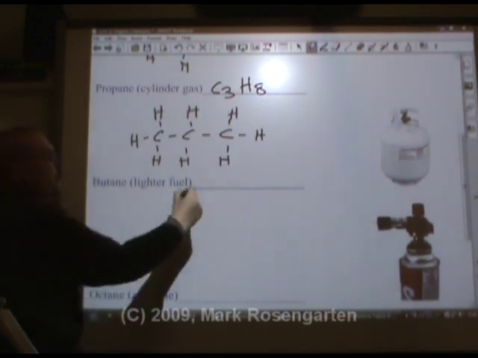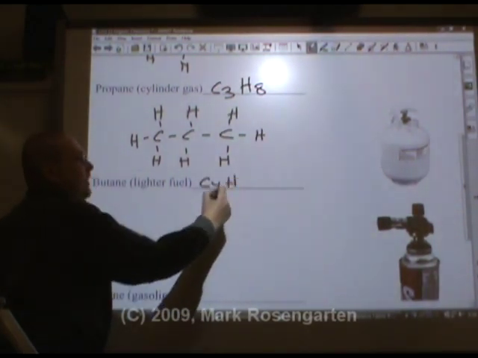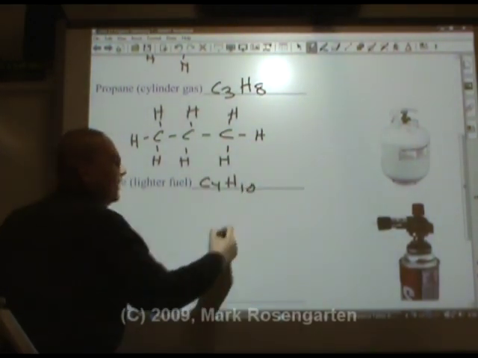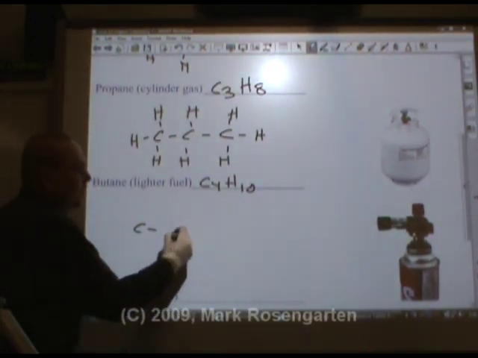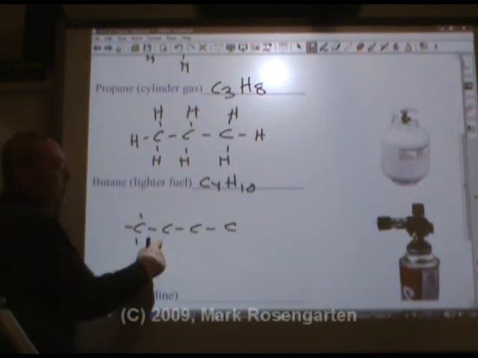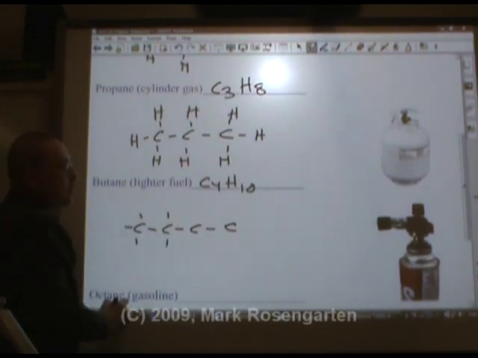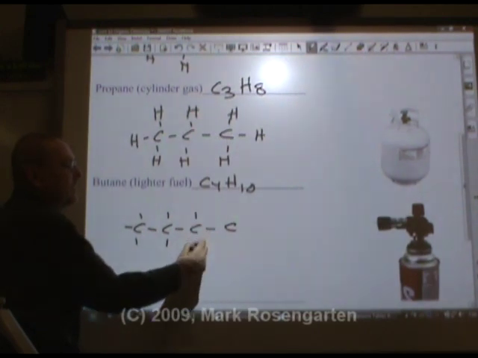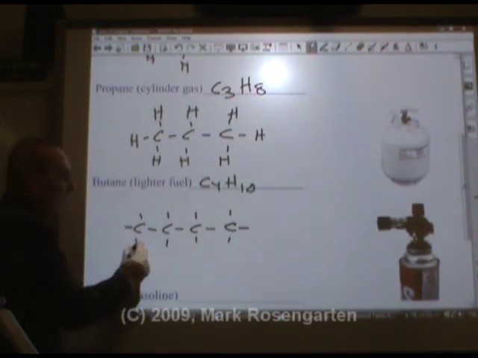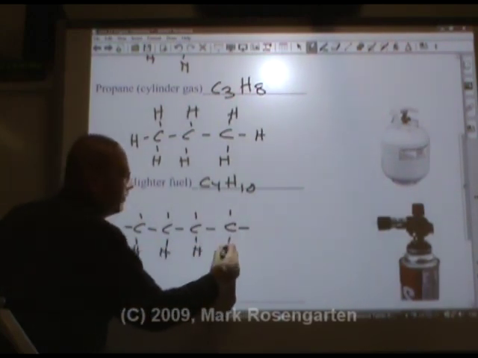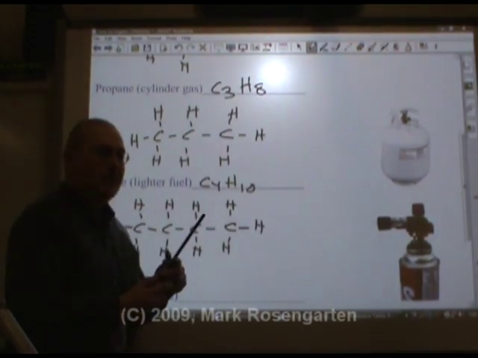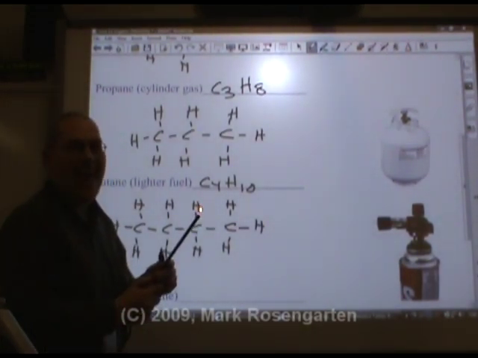Butane. But means 4 carbons. For the hydrogens, we'll double the 4, that's 8. Add 2, that's 10. 4 carbons in a row. This carbon has 1 bond, needs 3 more. This carbon has 2 bonds, needs 2 more. This carbon has 2 bonds, needs 2 more. This carbon has 1 bond, needs 3 more. And on the other end of those bonds, we've got hydrogen. Butane. Butane is very flammable.